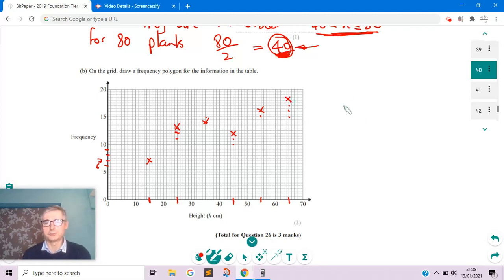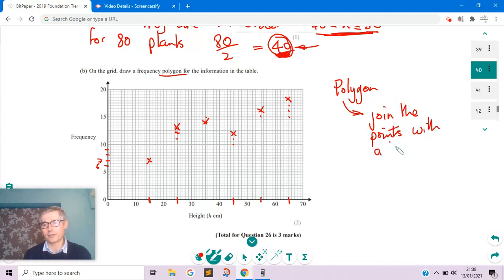And for a polygon, so this is a frequency polygon, now this is important. For a polygon, you have to join the points with a straight line. So it's not a curve. Join the points with a straight line. Okay, so I'm going to try and do that. There's that first one. So just try and do this as neatly as possible. Obviously, you use a ruler when you're doing this on the exam.